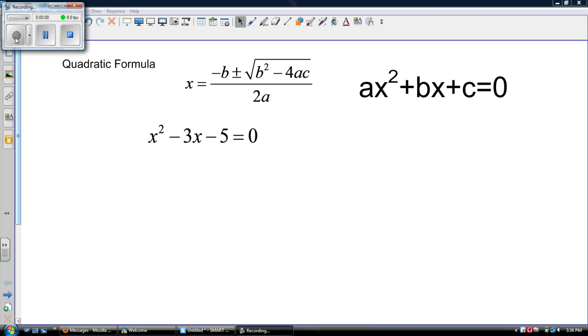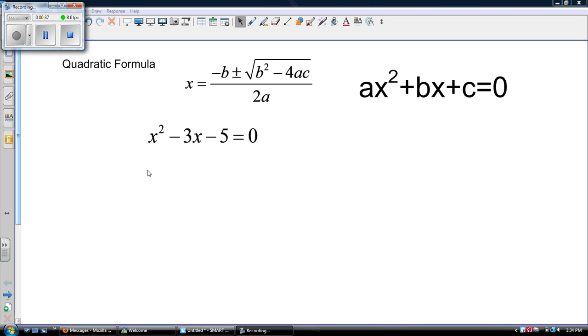So the quadratic formula is for quadratic equations. What makes a quadratic equation is having the exponent of 2 on your x variable here. So when you have anything in the form of ax squared plus bx plus c, a, b, and c are the coefficients, or the numbers in front of your variables. So in this case, with x squared minus 3x minus 5, it has to be equal to 0. We set everything equal to 0.